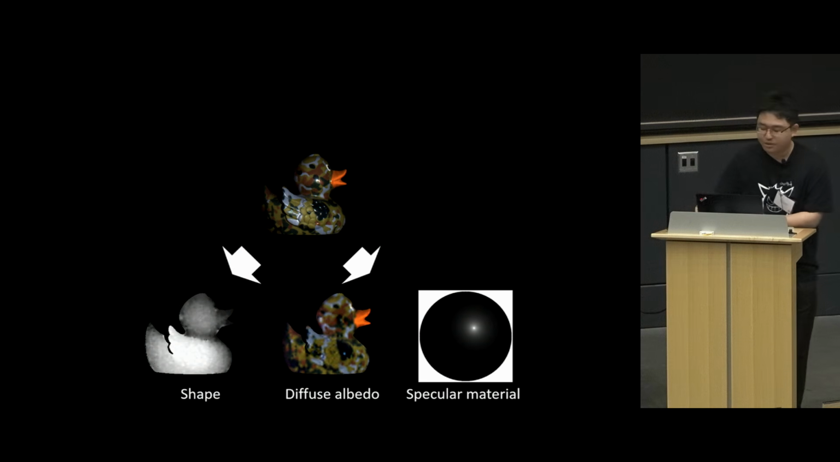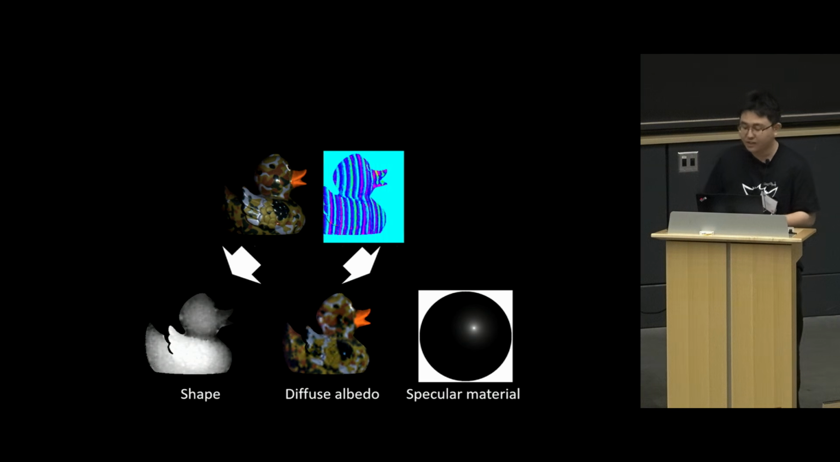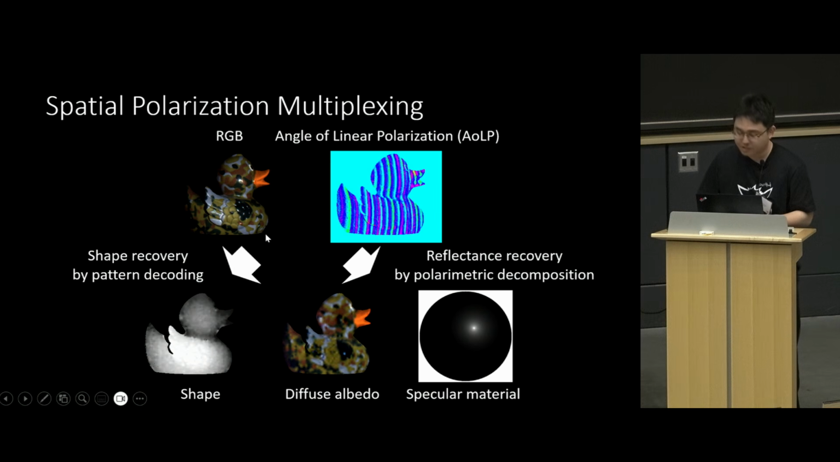In this work, we achieve shape and reflectance recovery from a single shot. The key idea is to project the invisible spatially multiplexed polarization pattern, which we refer to as spatial polarization multiplexing. The AOP image, which indicates polarization orientation, shows the projected polarization pattern that encodes geometric cues. This spatial polarization multiplexing enables pattern decoding for shape recovery and also polarimetric decomposition for reflectance recovery from only a single polarimetric image.